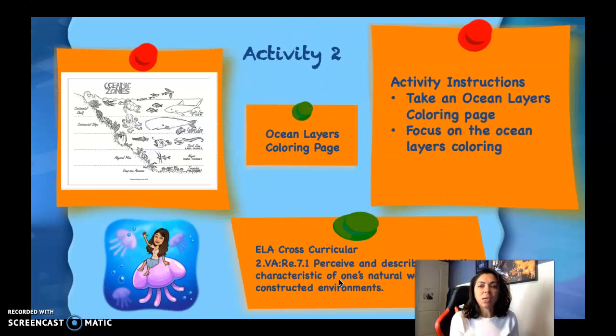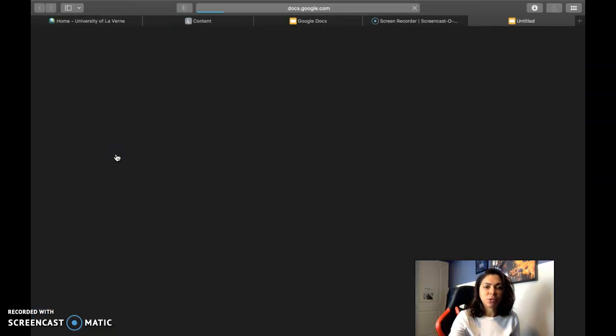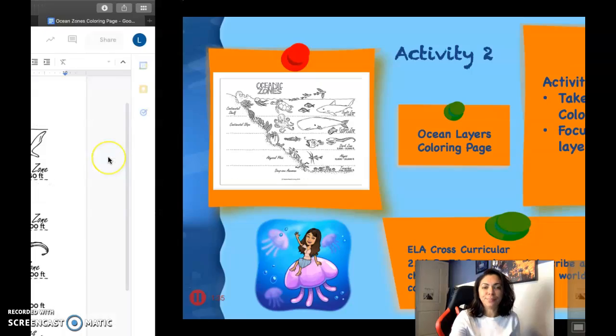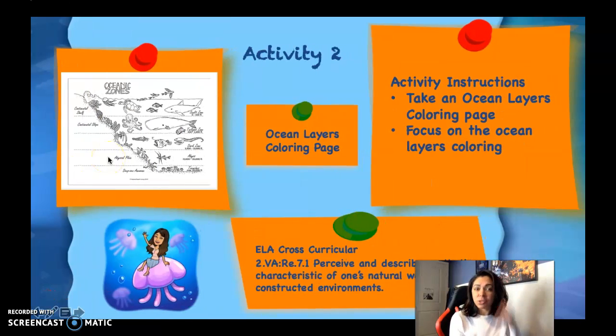Activity 2 is a printout for a coloring sheet. You can click here and it will take you to the hyperlink of that particular printout. So the students would take that coloring sheet and apply what they've learned with focus on the actual colors of the ocean and the way the ocean layers darken as it goes deeper. And again, here's another cross-curricular standard that I've tied in to this particular assignment.